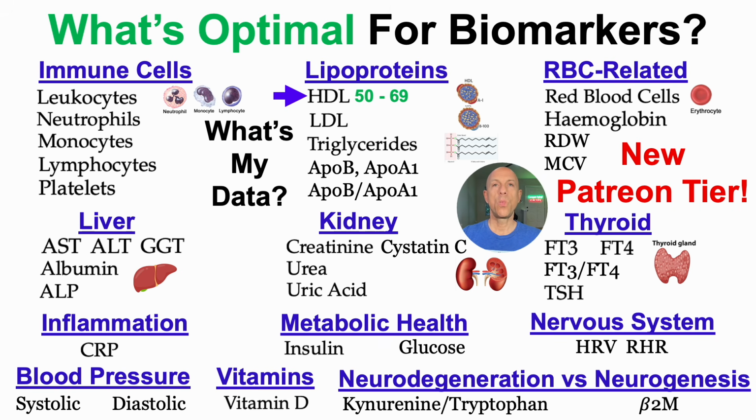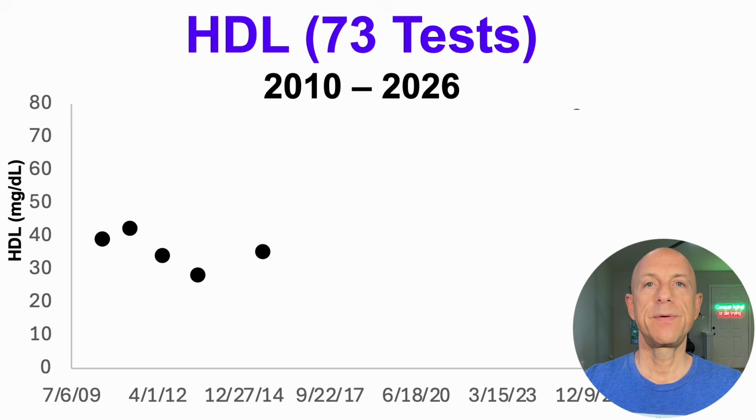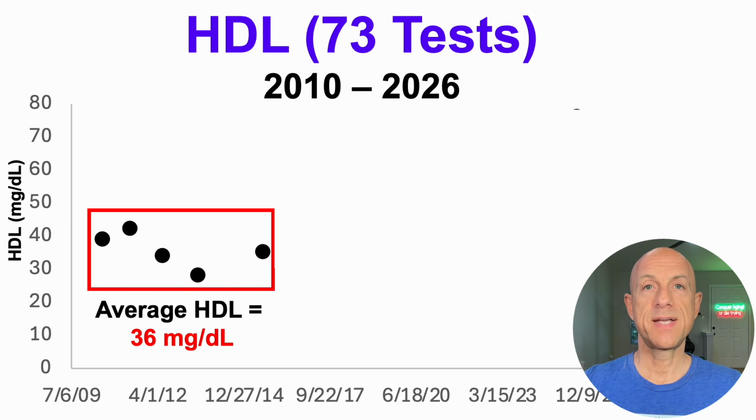All right, so what's my data? That's what we'll start to see here. This is HDL, as I have 73 blood tests for HDL going back to 2010. For the first 5 tests from 2010 to 2013, we can see that average HDL was relatively low at 36 milligrams per deciliter, and one of those tests was as low as 28 milligrams per deciliter.